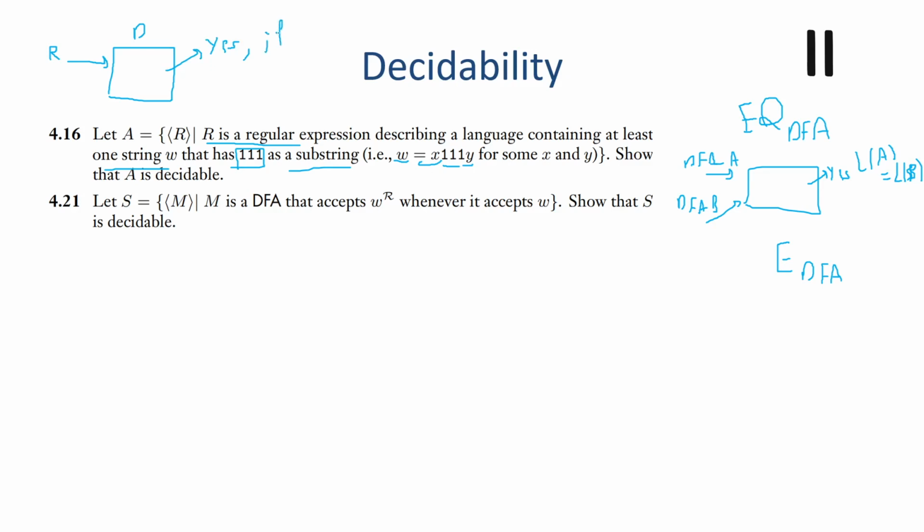if there is some W that belongs to this regular expression's language such that W has 111 as a substring. So X 111 Y. Okay, so we broke down W into X 111 Y. And now, very important, this isn't saying that R accepts everything that has 111 as a substring. It's just saying it at least accepts one string that has 111 as a substring.